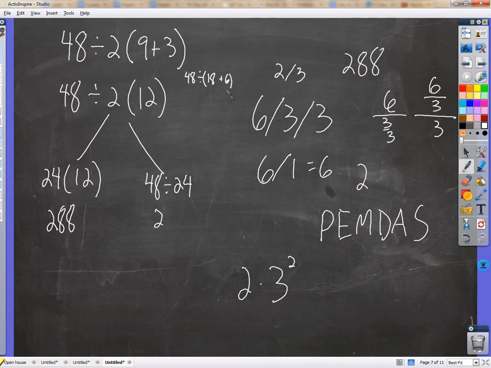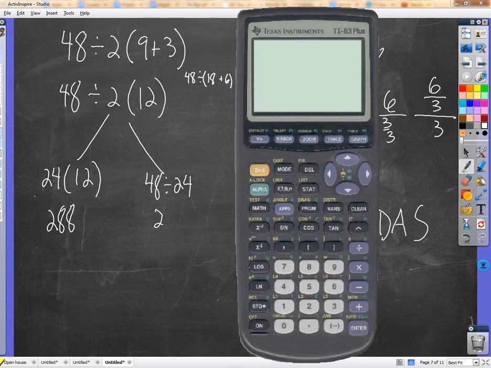There is going to be a way that we subscribe to in this class. It'll be the way that I was taught. It'll be the way probably my math teachers were taught for generations before. It's the way this book talks about it. It's the way these calculators will do it. If I put this in my calculator, 48 divided by 2, parentheses, 9 plus 3, just like that. I don't have that same symbol, but that means division right there. It gets 288. Is that because the calculator's right and anybody who gets 2 is wrong?